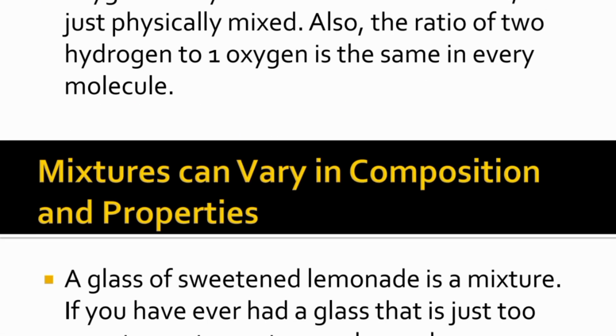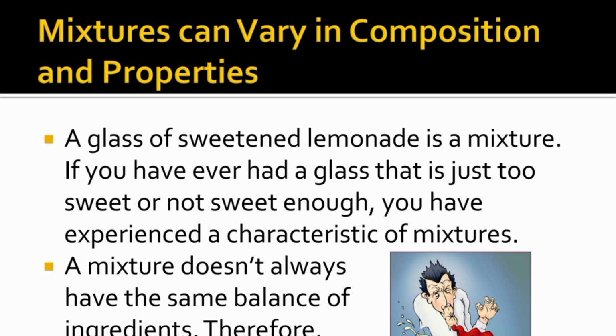But it can be different in different mixtures. Mixtures can vary in composition and properties. Here is an example. A glass of sweetened lemonade is a mixture. If we make a glass of lemonade, we will see that different mixtures taste different. Some are more sweet, some are less sweet, and that is the case. There is no constant composition. Mixtures have variable compositions, while substances like elements and compounds have constant compositions.